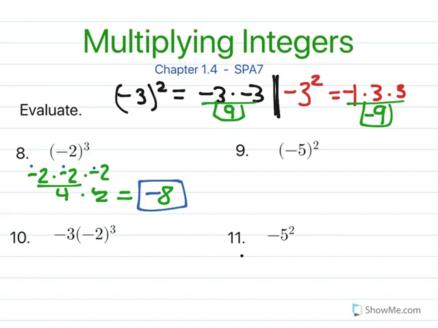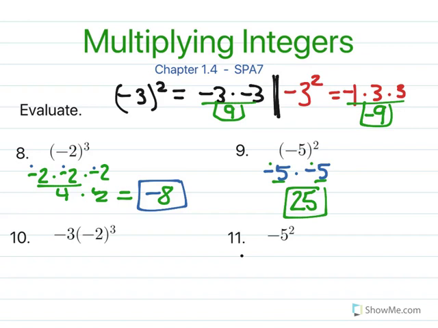Let's try our next one here. We have, again, the -5 is in parentheses, so it's -5 times -5. So I'm going to multiply 5 times 5, which is 25. I have 2 negative signs, which is even. Therefore, the answer remains positive. It's 25.